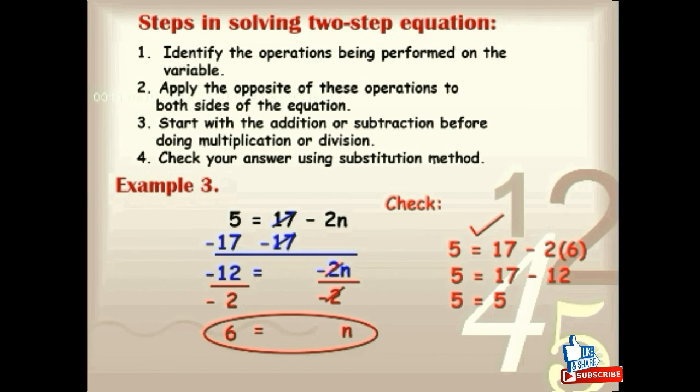Okay, that's all for now on solving two-step equations. I hope you were able to follow. Just remember the steps and keep practicing, and very soon you'll be able to master this skill.